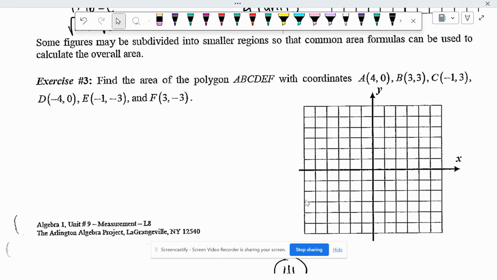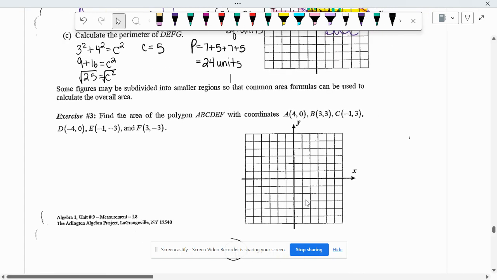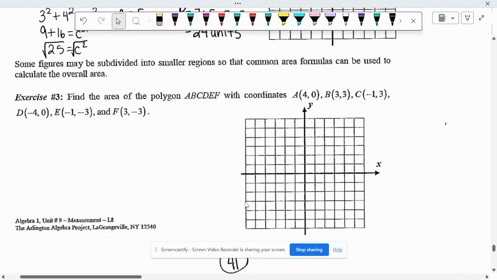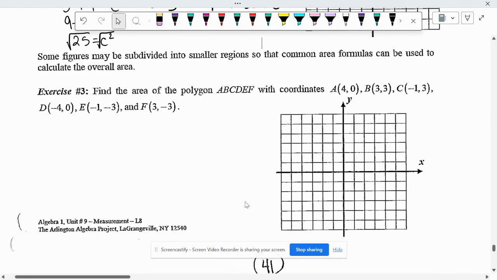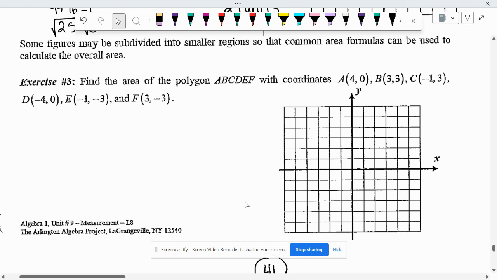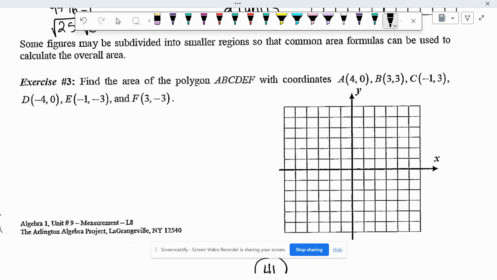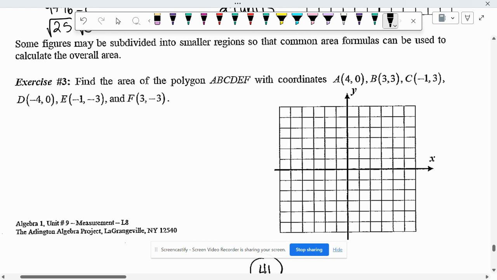So some figures have to be subdivided into smaller regions that form common shapes that we know formulas for, right? So we have this polygon and it has 6 vertices because there are 6 letters. So let's graph this and see if we can figure out what kind of shape we're going to turn this polygon into. So 1, 2, 3.